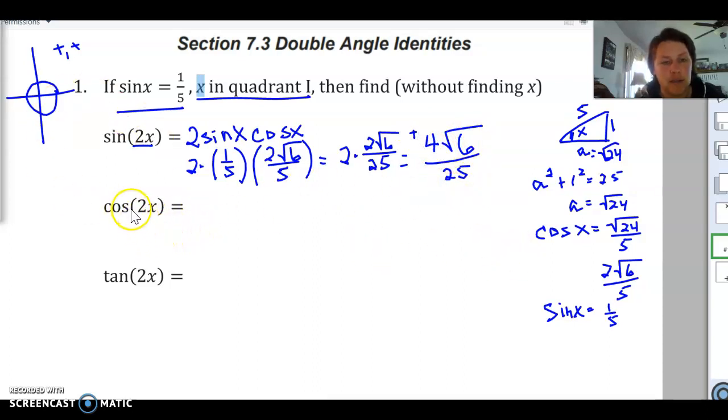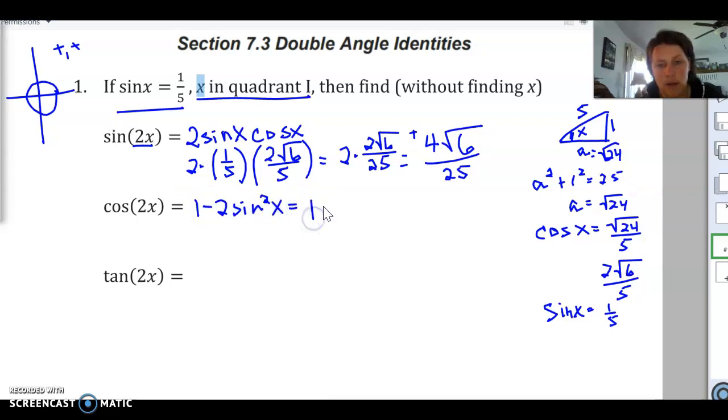All right, going on to our next one, we have the cosine of 2x. Now, cosine of 2x has many different options, and I could actually use any of them because I know what cosine and sine are. Well, let's just go with the last one, 1 minus 2 sine squared x.